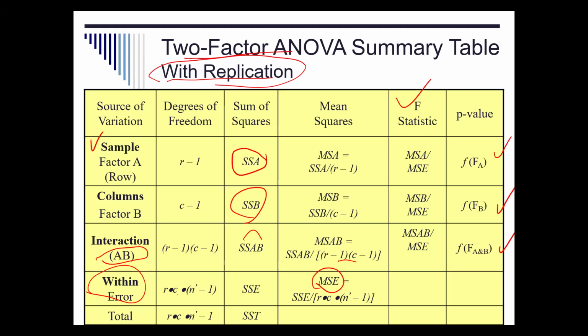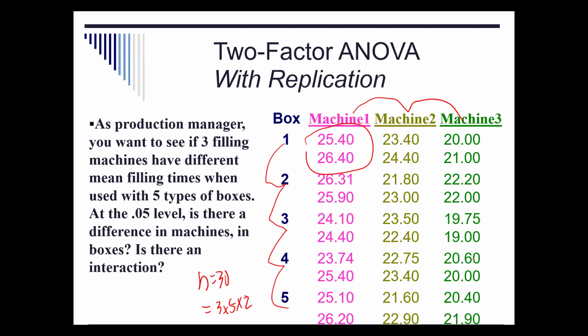So you do the mean square for factor A over the mean square error for within errors. Then we get the F value for factor A. Then the mean square for factor B over the mean square error gives us the F value for factor B. And then the mean square for the interaction, MSAB, over the mean square error gives us the F value for the interaction factor. So then we perform 3 F tests.